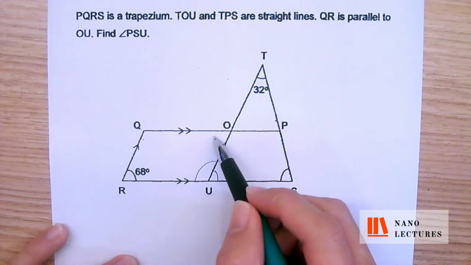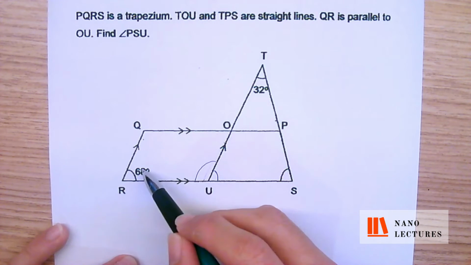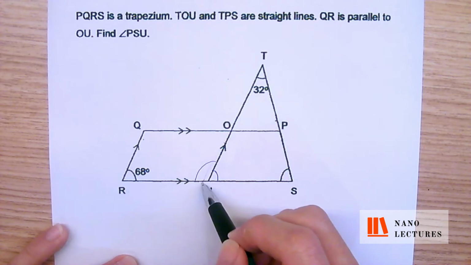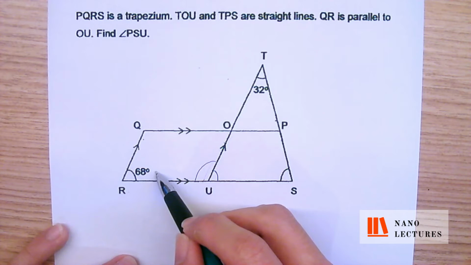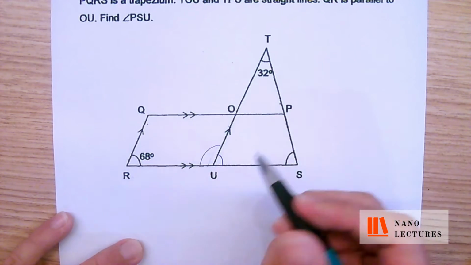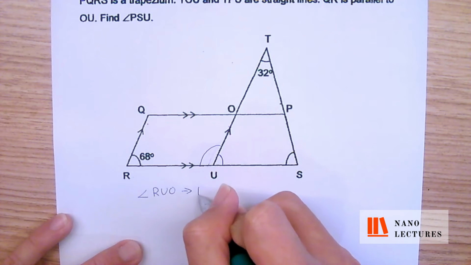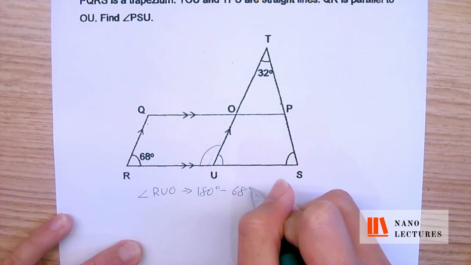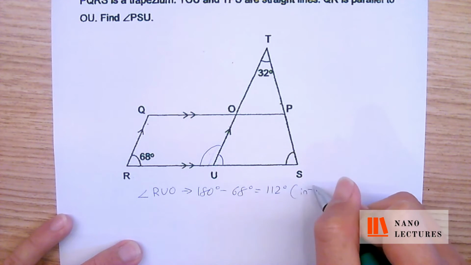This is parallel to this, which means that again this is an interior angle. This angle RUO, which is this angle, if you add to 68, it will form 180 degrees. Okay, so to find angle RUO, that will be 180 degrees minus 68, and that will give me 112 degrees. And the reason that you give is interior angle.